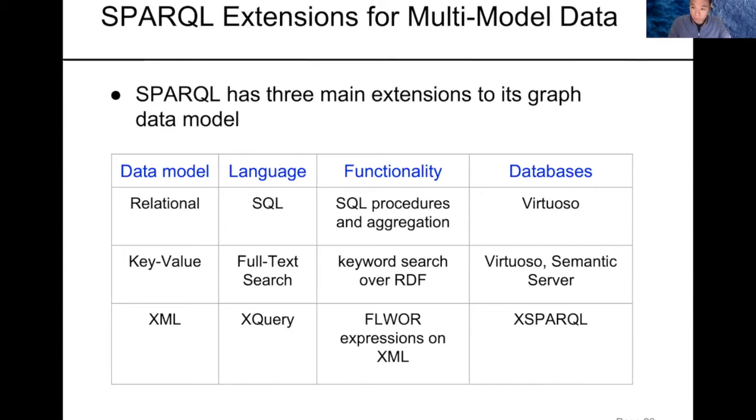Actually, Spark can be extended in 3 ways to support other kinds of data types. At first, it can support SQL procedures and aggregations to support relational data, and it can also be extended with keyword search over RDF data to support key-value data. And the third one is to extend Spark with FLWOR expressions to support XML data.